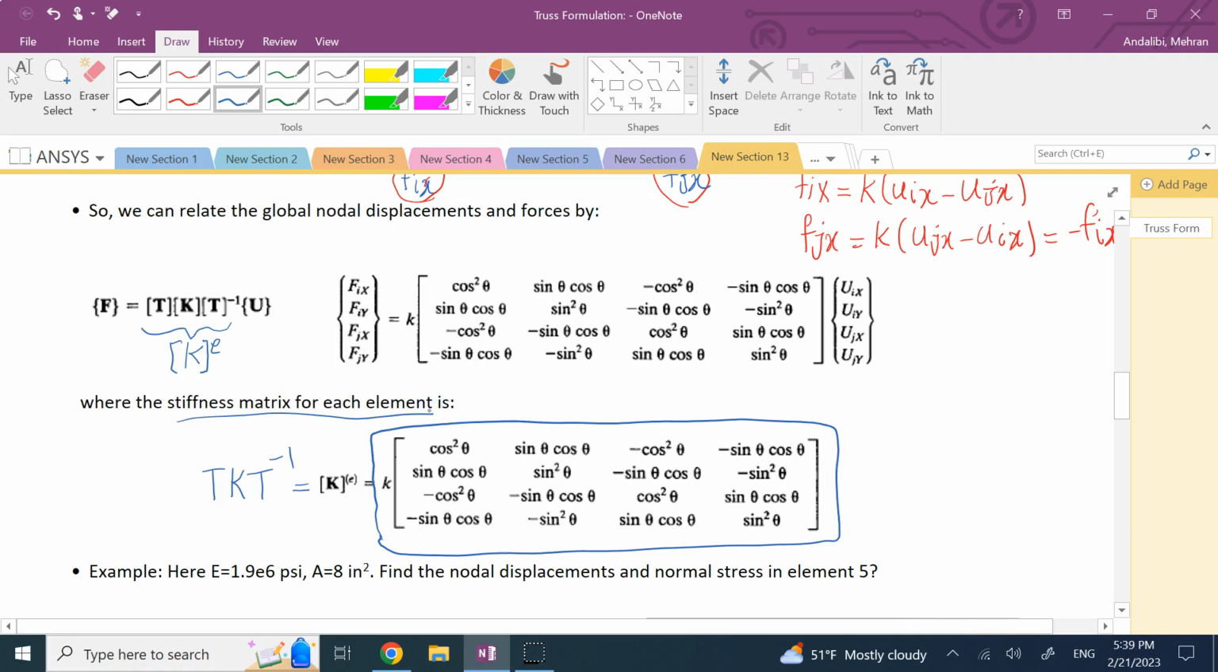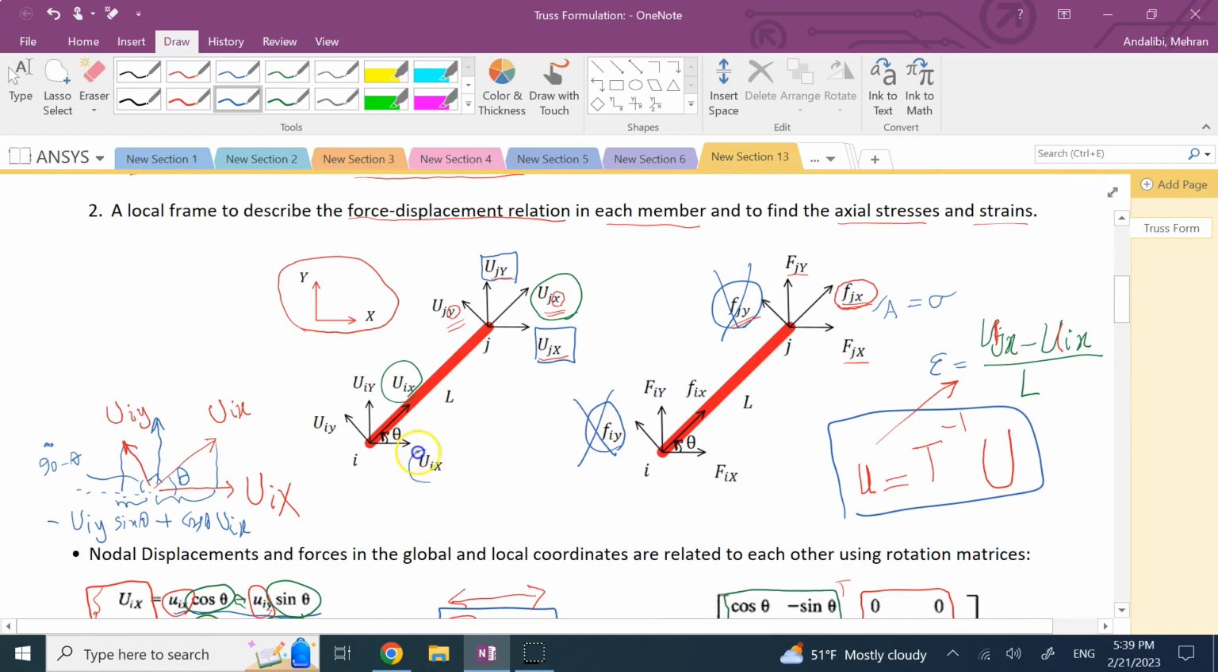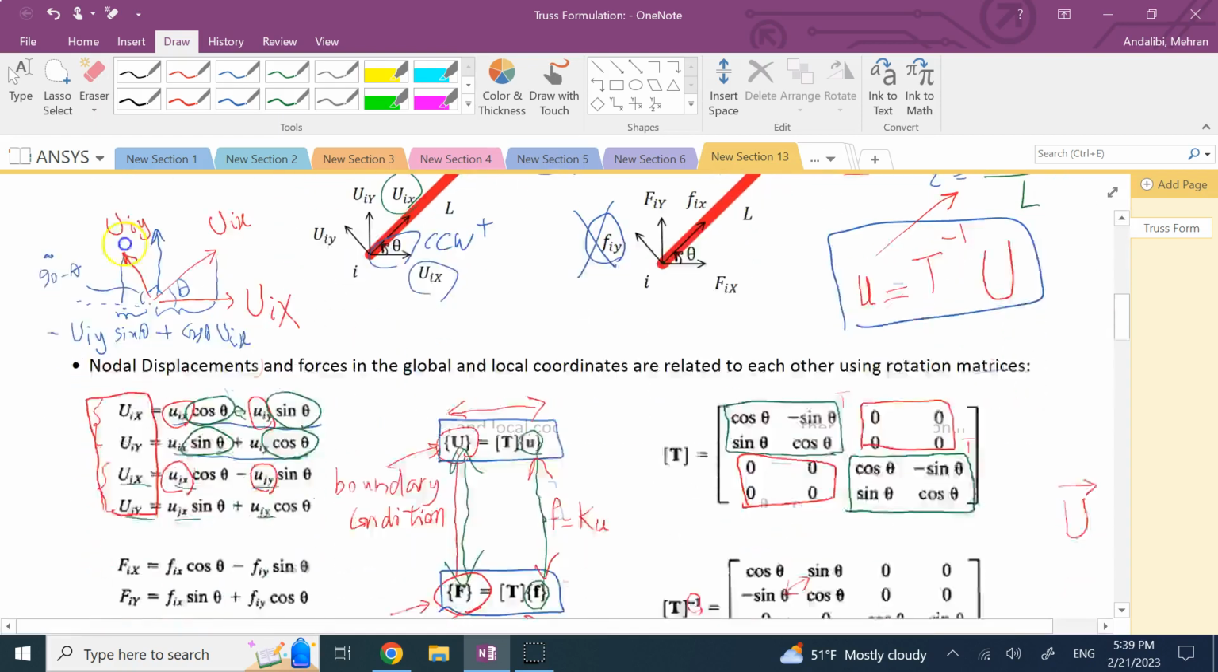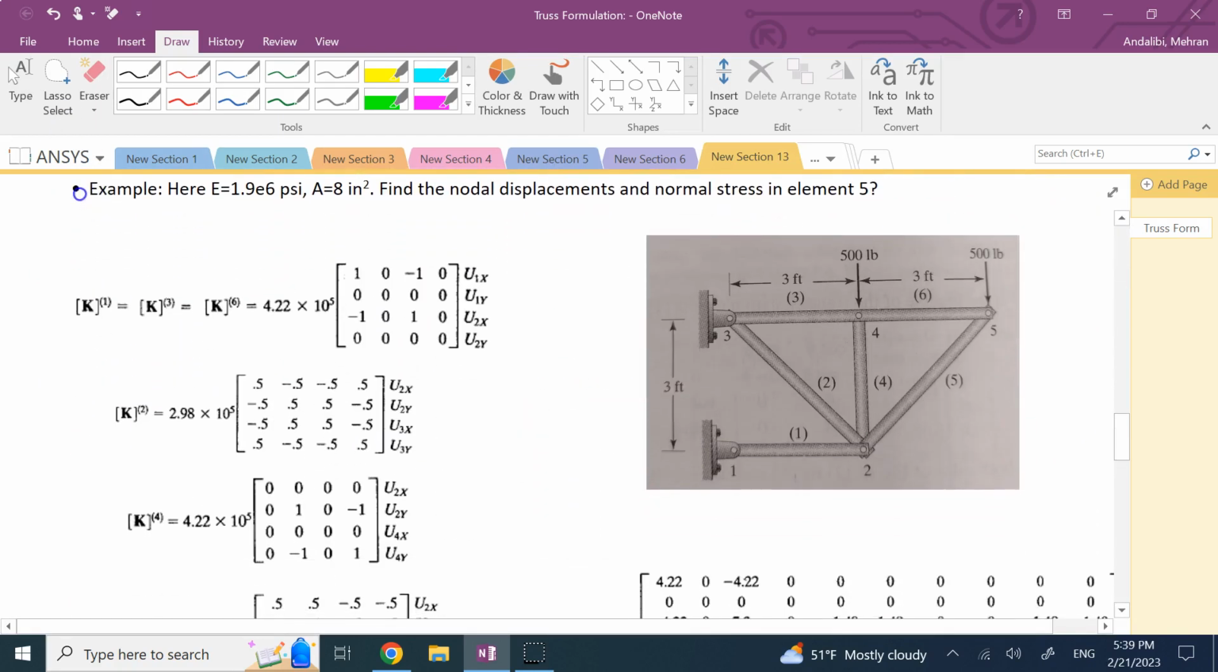Good. This is the stiffness for any member, any 2D member with angle theta. And pay attention that angle theta is measured from which axis? From the x-axis to the right in a counterclockwise manner. Positive. We have to keep that in mind when we go and solve the problem right now. So hopefully it's all clear what we are doing. Now, let's solve a real example.